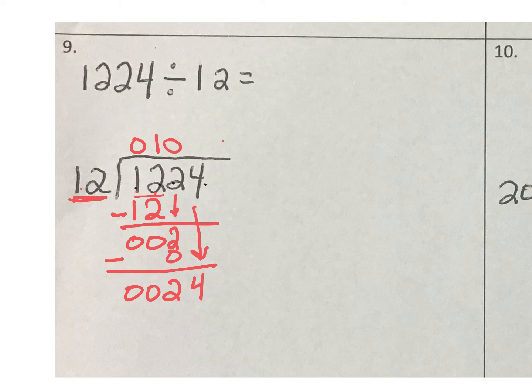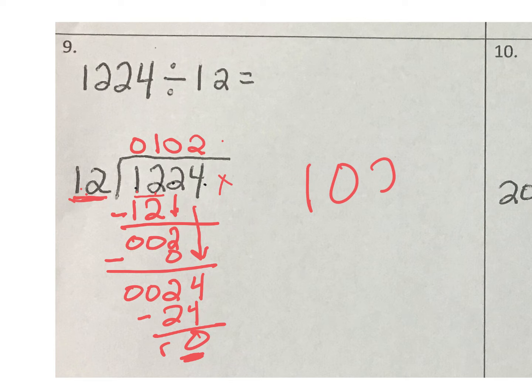So now I have the number 24. How many times does 12 go into 24? Well, I know it's 2 times. 2 times 12 is 24. Subtract that out. This gets me 0 down here, and there's nothing left here to bring down. So I'm done with no remainder. So my answer is 102. Okay. You really can't forget to put that zero there.